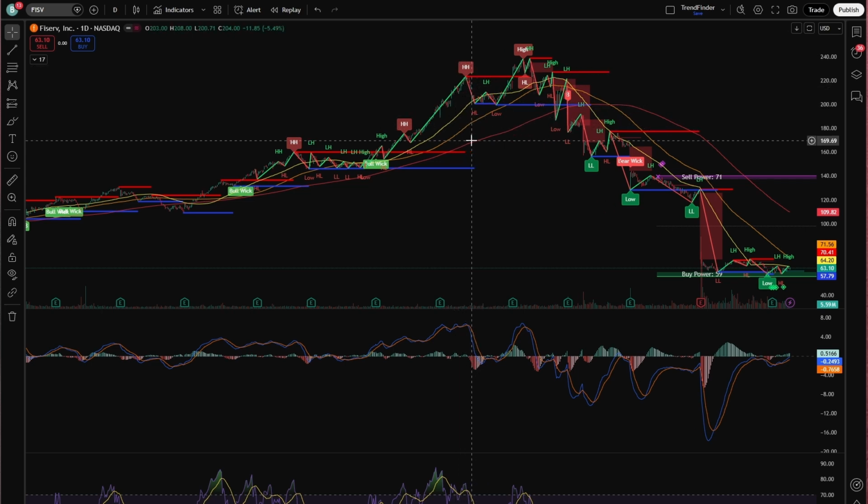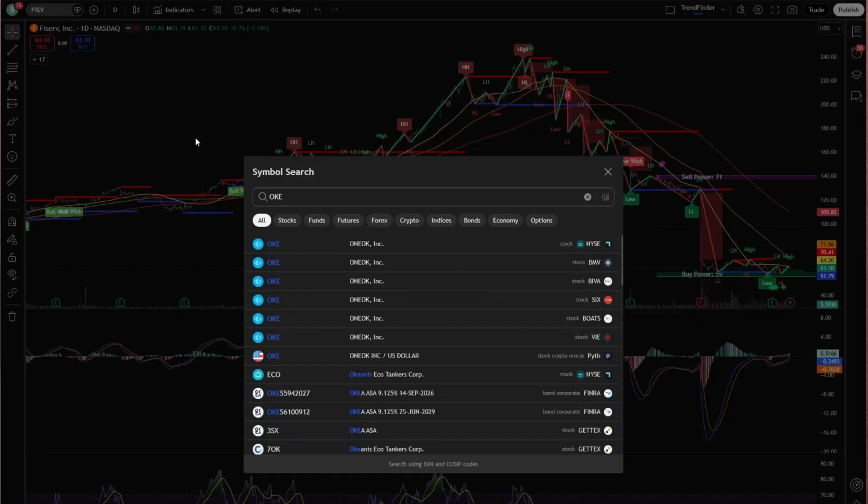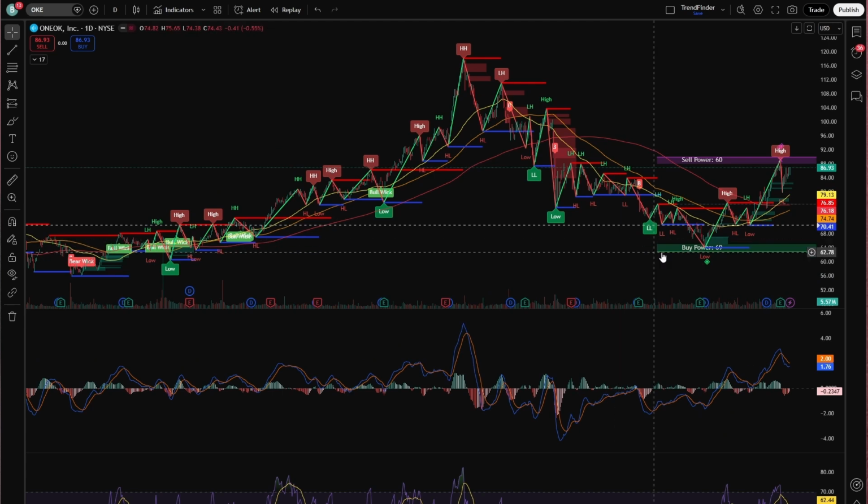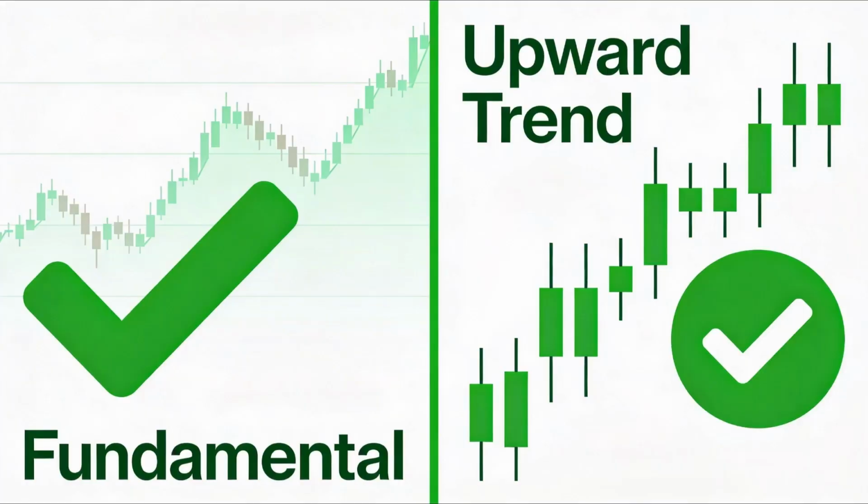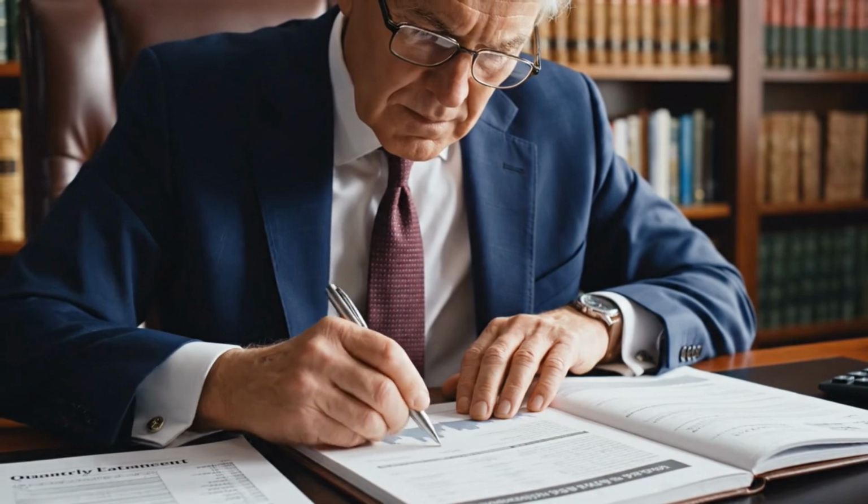Personally, I prefer buying stocks that are already showing signs of strength. That doesn't mean I'm day trading. Instead, I use market trends as a timing tool. The goal is simple: find great companies and try to buy them when market momentum is positive. Once a company passes both the fundamental check and the trend check, I move on to deeper research.